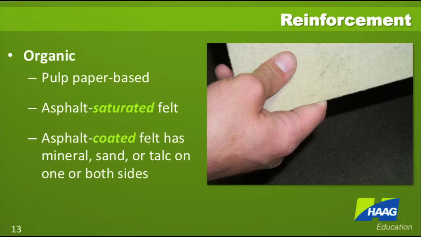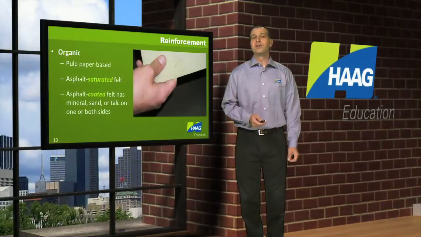A next step that can be taken in some materials is to put a coating of mineral sand or talc on one or both sides of that saturated felt. And at that point, they call it an asphalt coated felt. So those are sold as two different products.